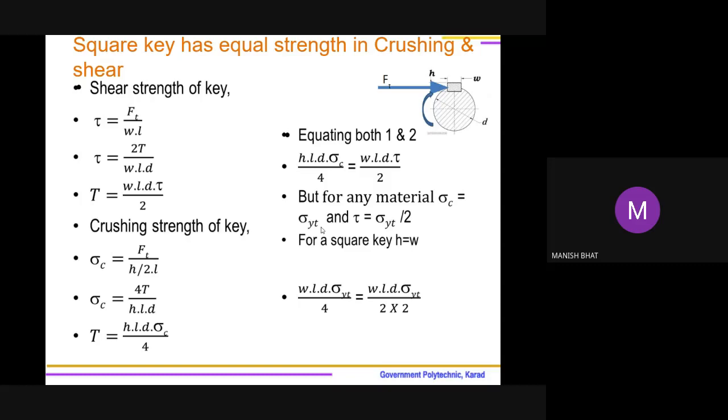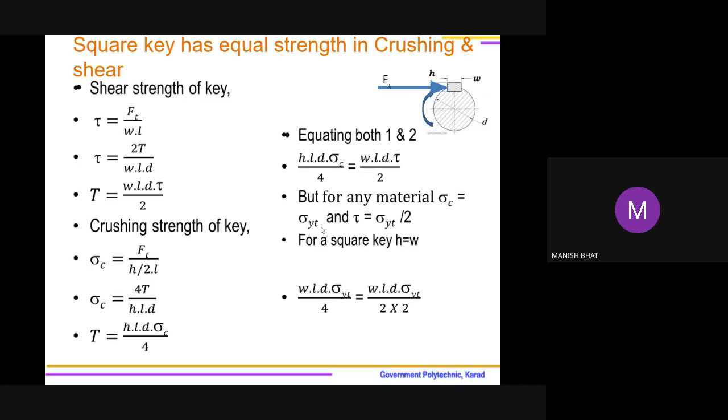See, sigma c and tau have some relation. These are the design strengths. And how are those strengths devised? Those are derived from the yield tensile strength. So sigma c is taken as sigma yt and tau is taken as sigma yt by 2. For square key, h is equal to w. So I will be making both replacements.